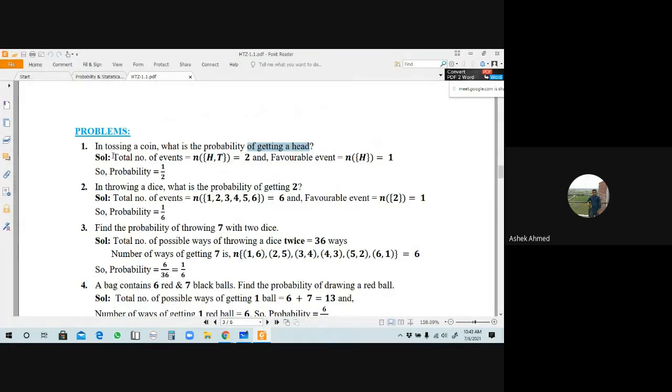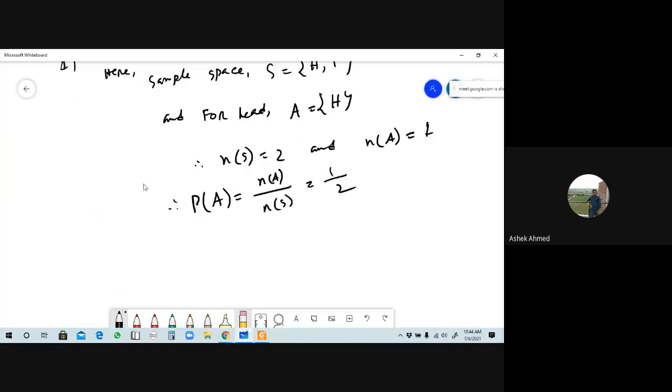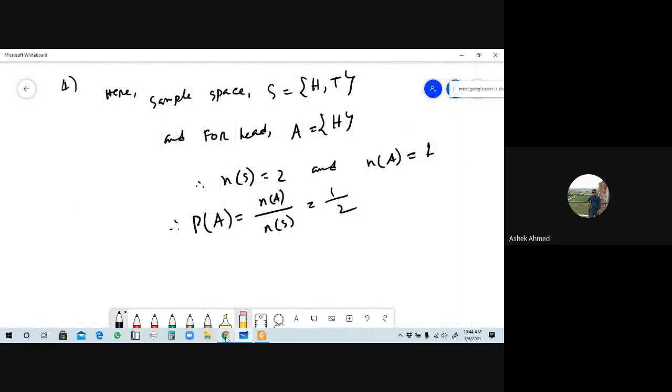Okay, there's another problem here. In throwing a dice, what is the probability of getting 2? Sir, 1 by 6. Okay, here the sample space will be 1 up to 6, and the favorable event, which is generated for getting 2, will be only the set with 2. How many elements here? 1. So the result will be 1 by 6. You can solve this problem number 2 by using this concept also.